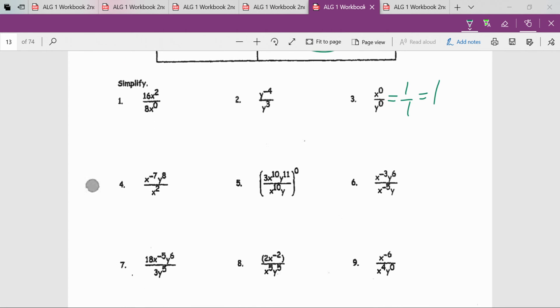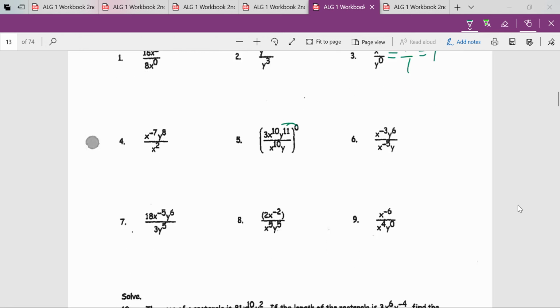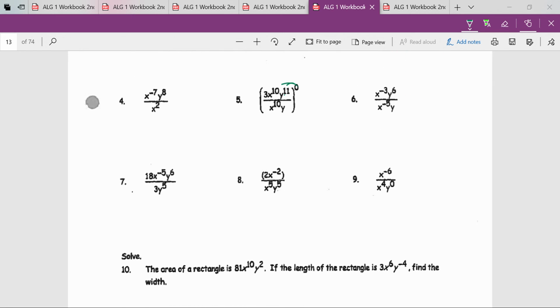If I have an exponent outside and an exponent inside, like on number 5, what are we supposed to do with those exponents? Multiply them. What's 0 times 11? 0. 0 times 10. 3 also has an exponent, it's a 1. 1 times 0. 10 times 0. 1 times 0. What are all these exponents going to be raised to? 0, which is going to equal 1. Anything raised to the power of 0 is 1.